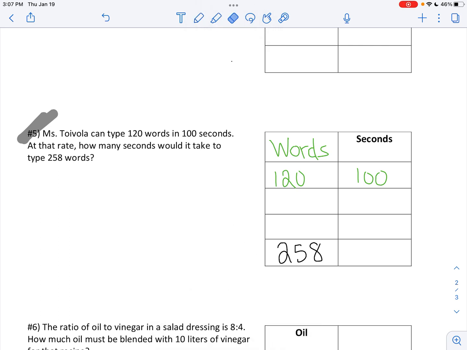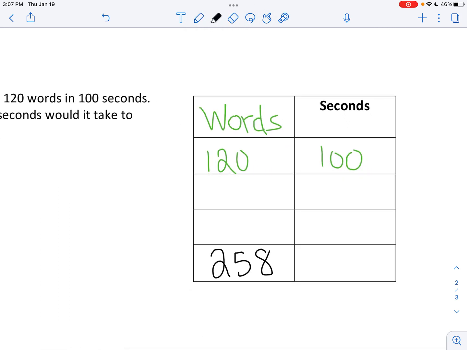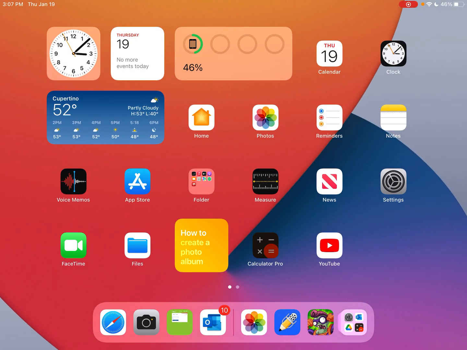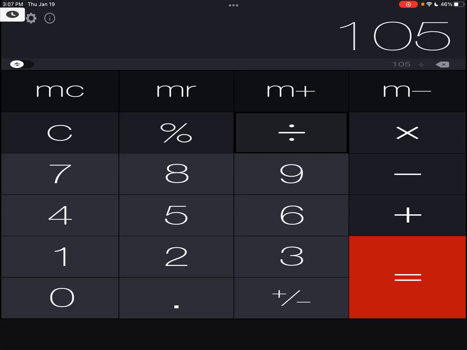But something that I see is that both of these numbers are even. One ends in 0 and one ends in 8, which means they're divisible by 2. So I'm going to put 2 in this next box. So that means 120 divided by something is 2.